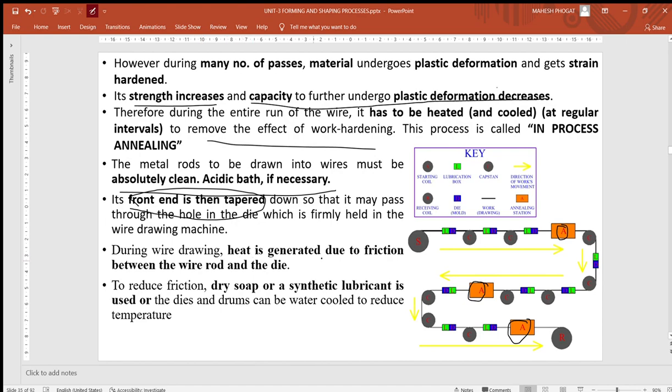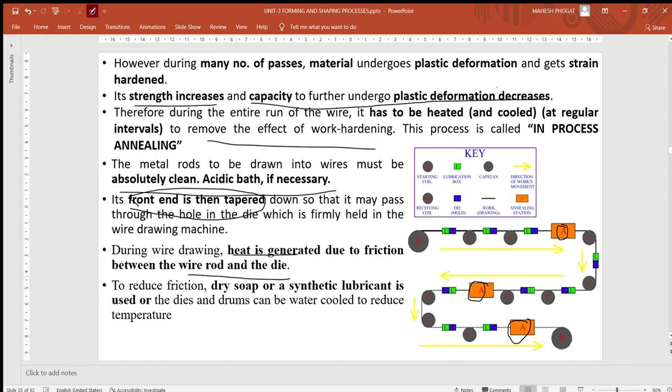During wire drawing, heat is generated because of the friction between your wire rod and the die. When friction is generated, obviously heat will be there, and this will wear off your die material, and there are chances that your actual wire may also wear off.